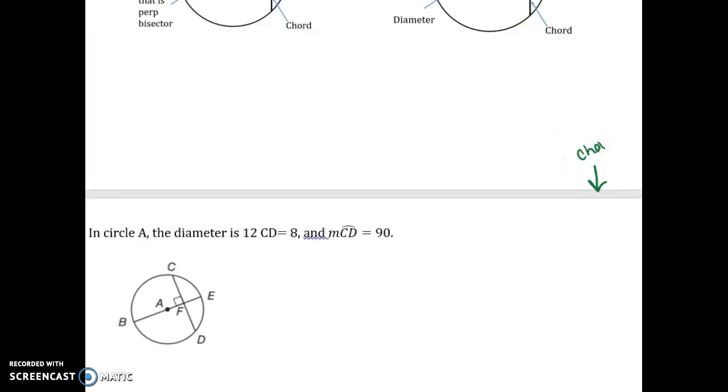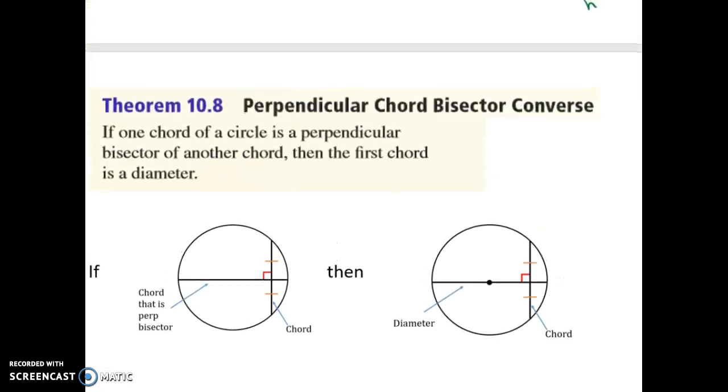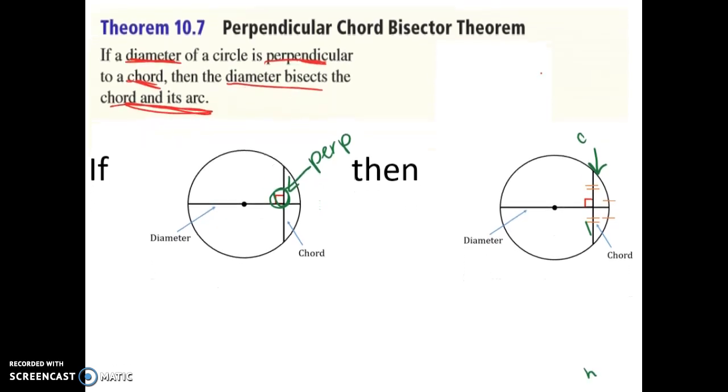Sorry about that. The chord is bisected, and the arc, so this arc from here to here, is also bisected.